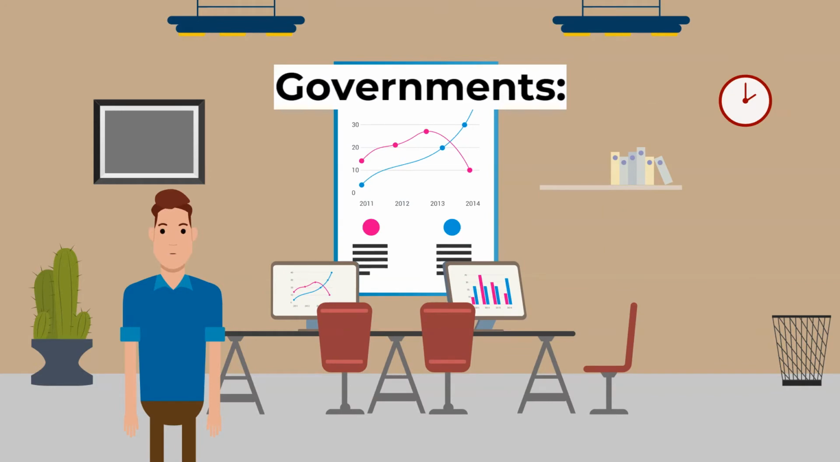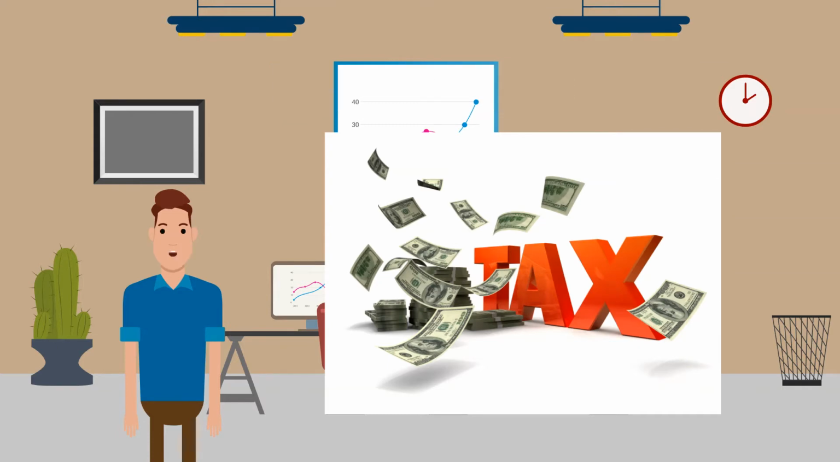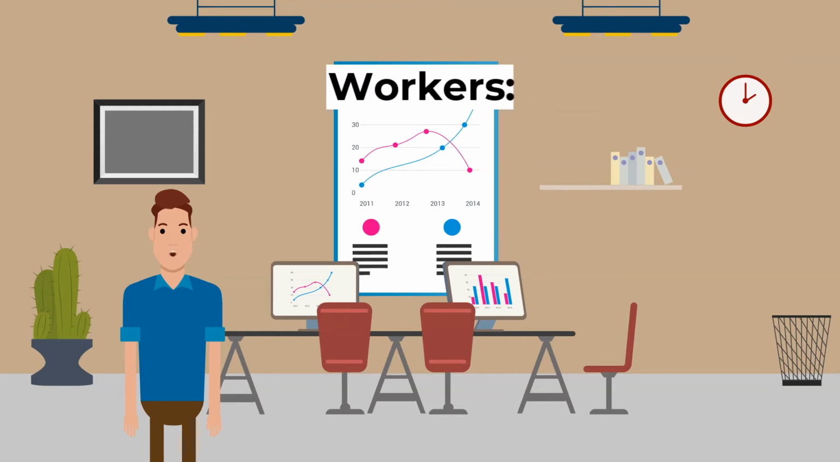Thirdly, governments. If the government fails to change excise taxes, which are taxes that are set at a certain amount, in line with inflation, then real government revenue will fall. However, if they fail to change personal income tax allowances, the amount a worker can earn tax-free, then real government income will increase and taxpayers will have less money. Finally, workers.